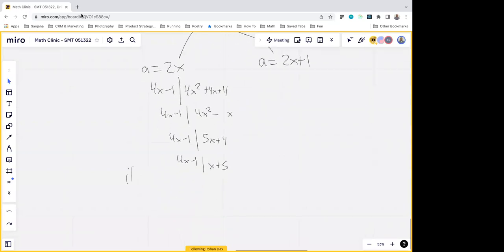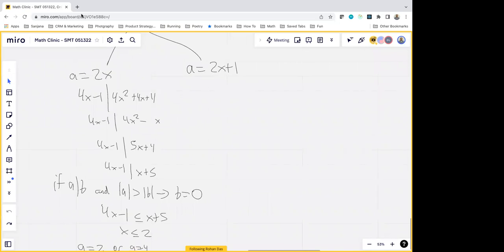And if a divides b and the magnitude of a is greater than the magnitude of b, then b must be equal to 0, because otherwise it's just impossible. And clearly x plus 5 cannot be 0, because a is positive and is at least 2. Therefore, we must have 4x minus 1 is at most x plus 5. Then x is less than or equal to 2, and this gives the possibilities of a equals 2 or a equals 4.